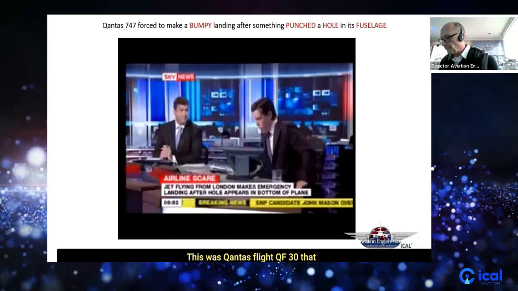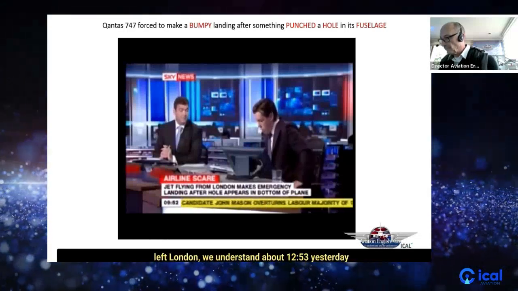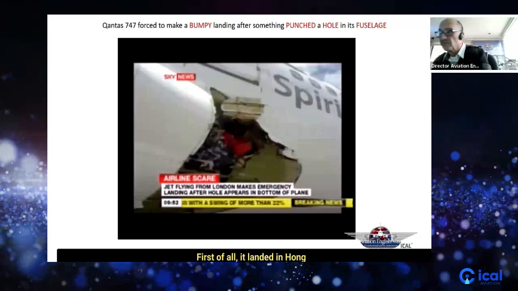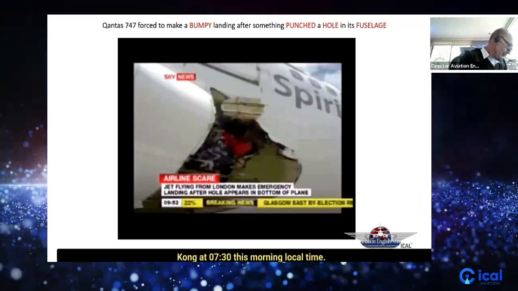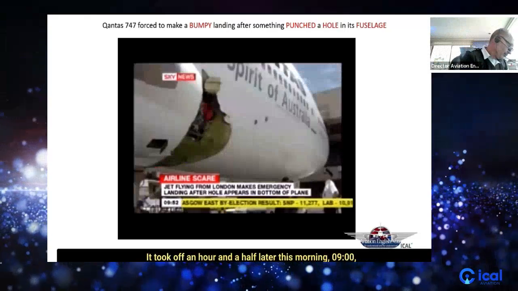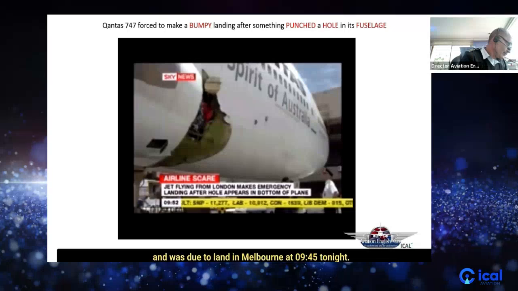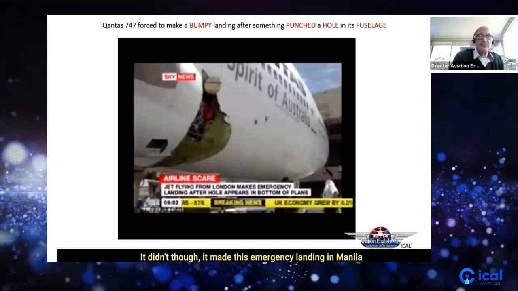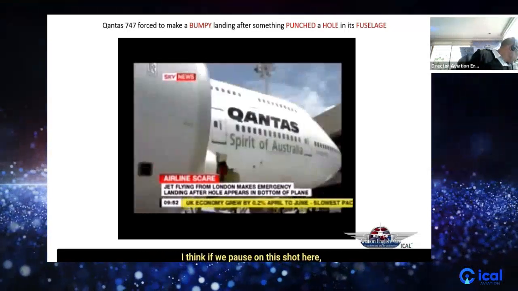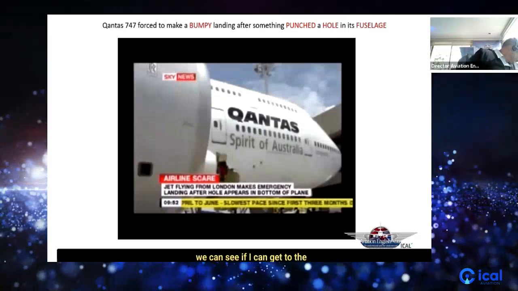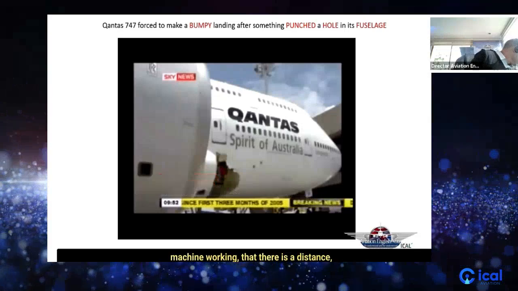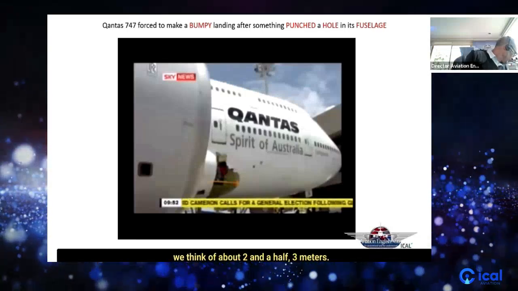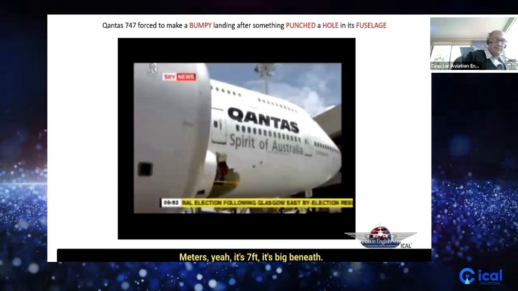This was Qantas flight QF30 that left London, we understand, about 12:53 yesterday afternoon. Bound for Hong Kong, first of all. It landed in Hong Kong at 7:30 this morning, local time. Took off an hour and a half later this morning, 9 o'clock, and was due to land in Melbourne at 9:45 tonight. It didn't, though. It made this emergency landing in Manila because of this big hole that we can see here. I think if we pause on this shot here, we can see that there is a distance, we think, of about 2.5 to 3 meters. So it is a very large hole. Meters? Yeah. It's 7 feet.